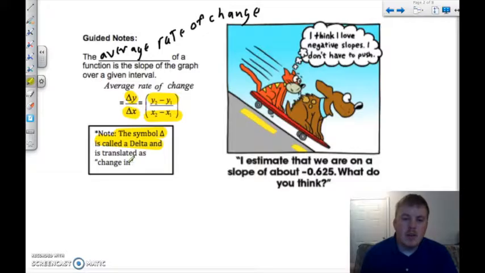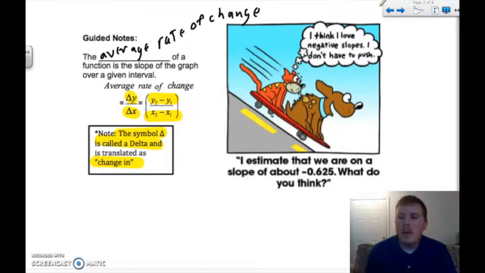And what that triangle or delta means is that it means a change in. So what this is really saying is the change in y over the change in x, which is exactly what our formula is showing over here. When we do y2 minus y1, that's a change in y, and x2 minus x1, that's a change in x.